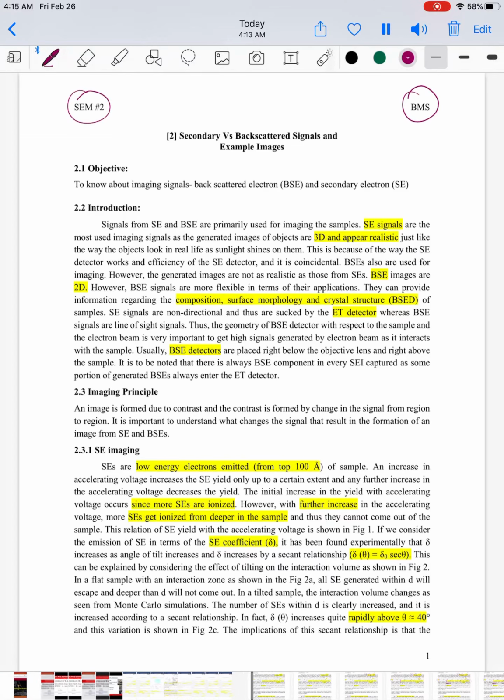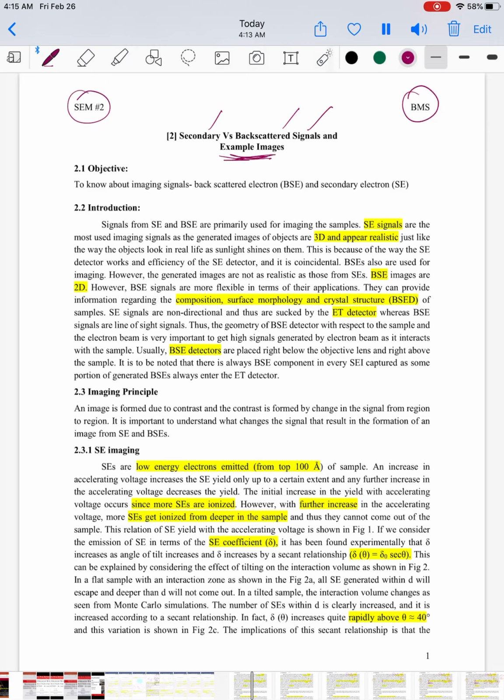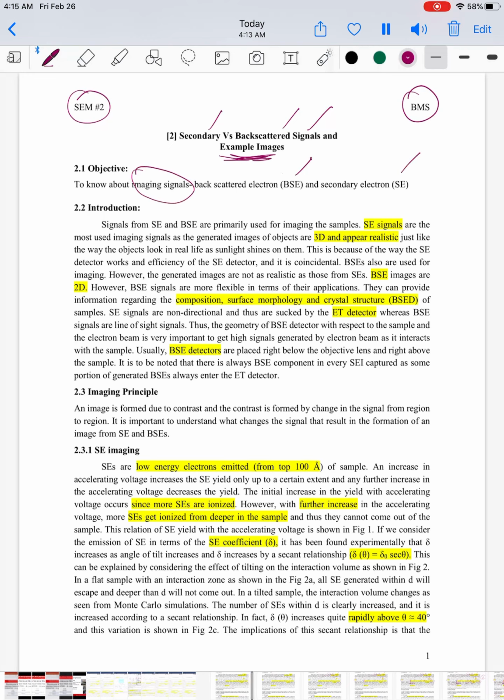Welcome to the second video of the scanning electron microscopy series. In this video and the next video, we will discuss more about secondary and backscattered electrons and their signal generation, and we'll also discuss a few images that are generated using these two signals. The objective of this video and the next video is to understand the imaging signals, mainly BSC and SC. BSC is the abbreviation for backscattered electron, SC is the abbreviation for secondary electron.